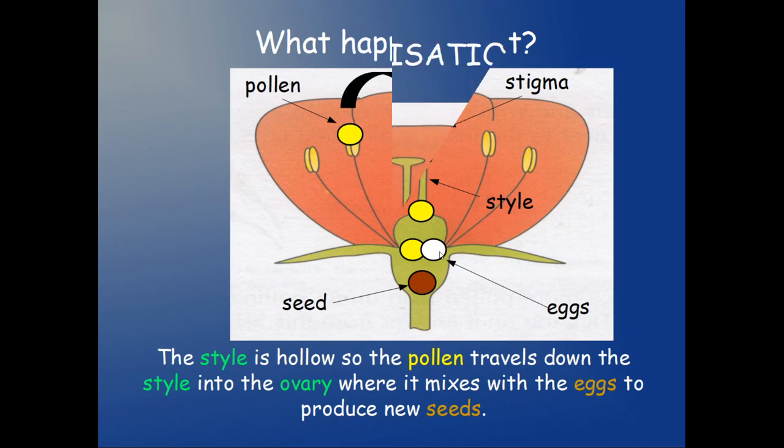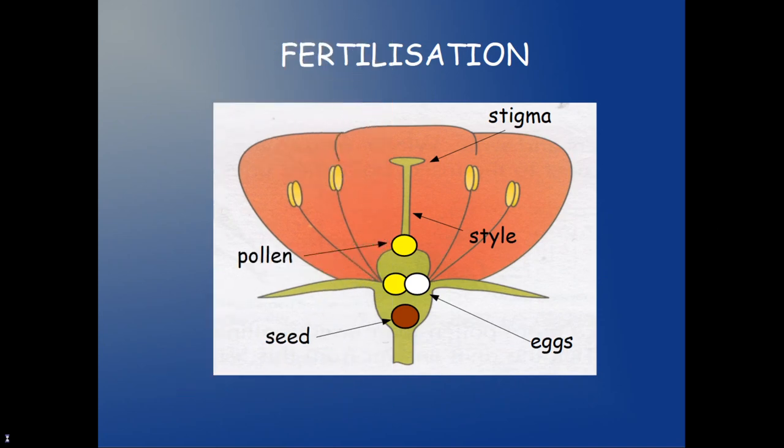And this, my dear friends, it's called fertilization. And today we have two in one. We have pollination and fertilization. Fertilization is when the pollen goes down the style, joins the egg, and they make a new seed.